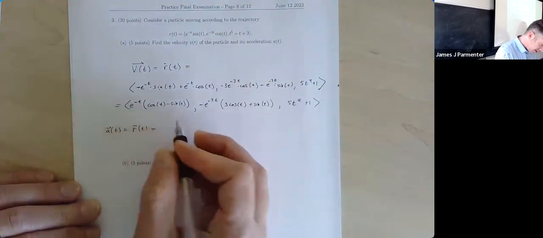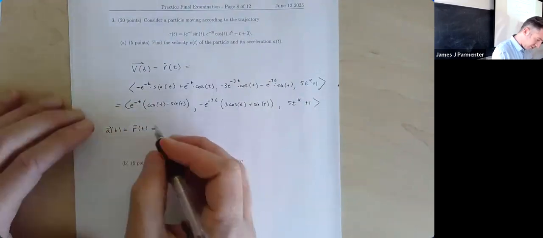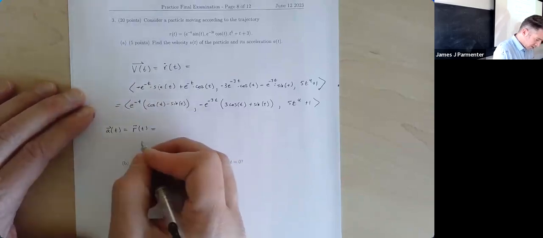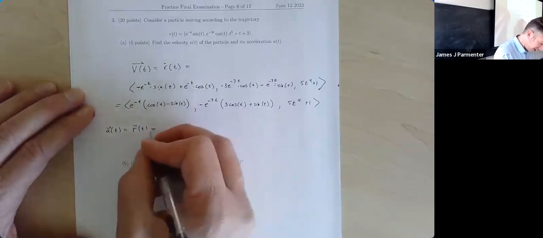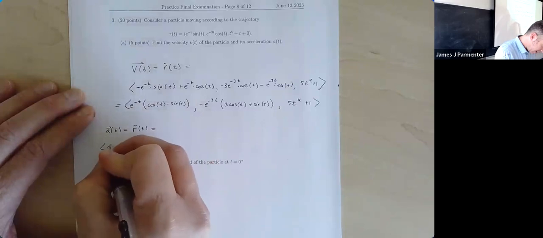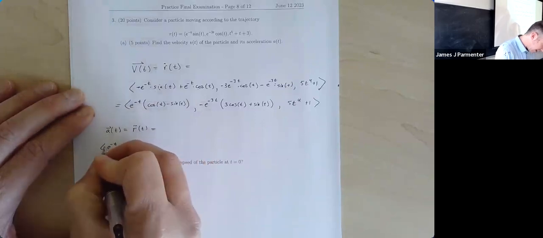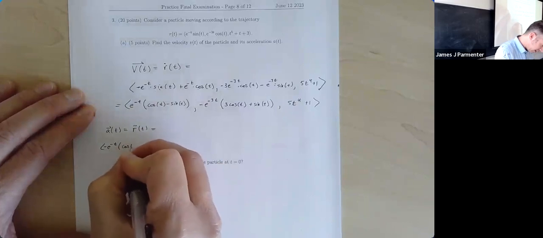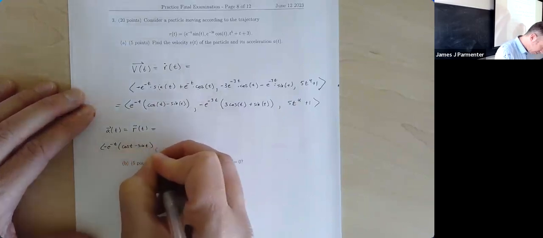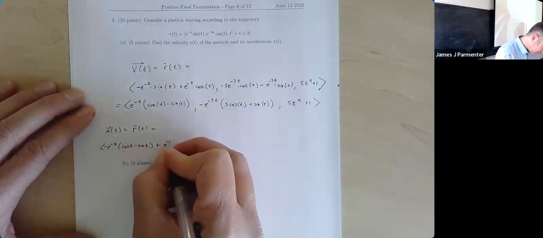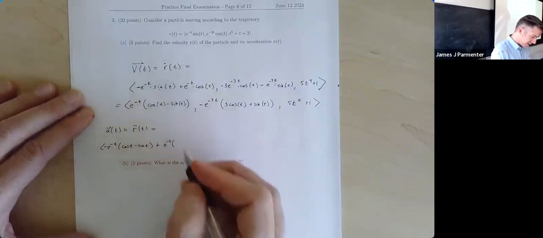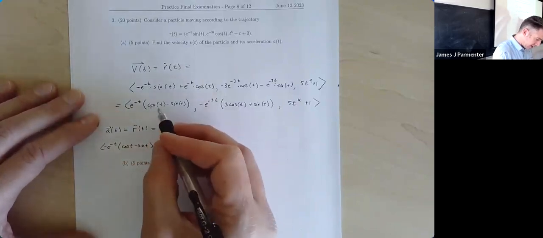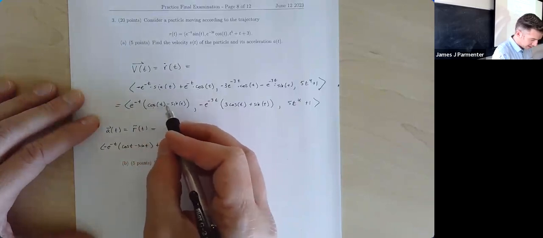So let's see, taking the derivative of this, it's going to be product rule again. Oh, yeah, gross. So I'm going to get negative e to the negative t, because I'm taking the derivative of the negative t, times cosine of t minus sine of t, plus e to the negative t times the derivative of cosine minus sine, which is negative sine minus cosine.